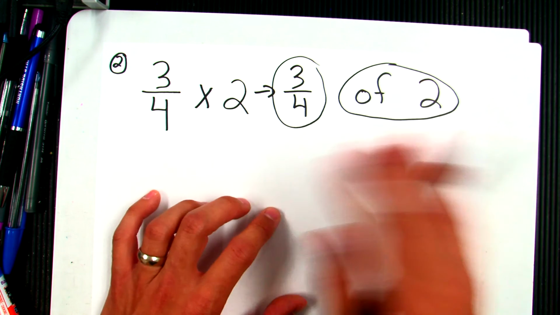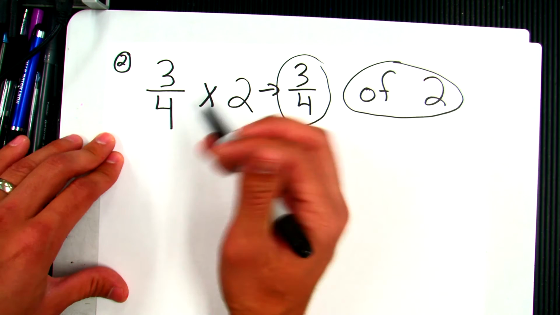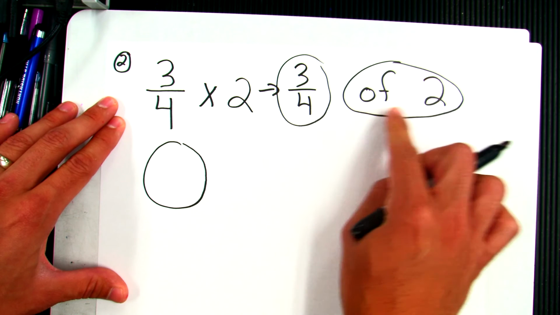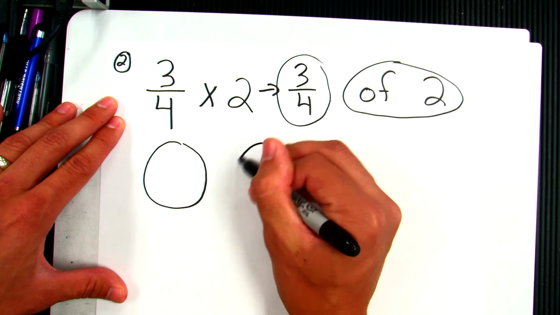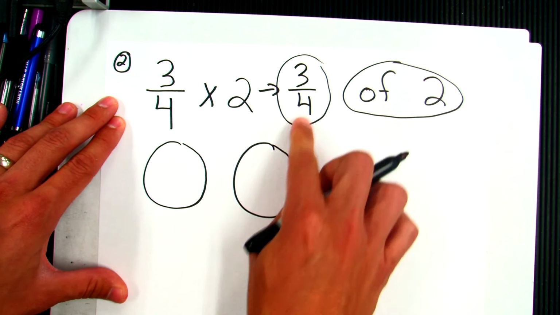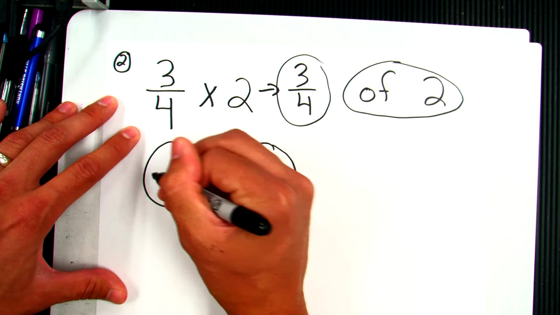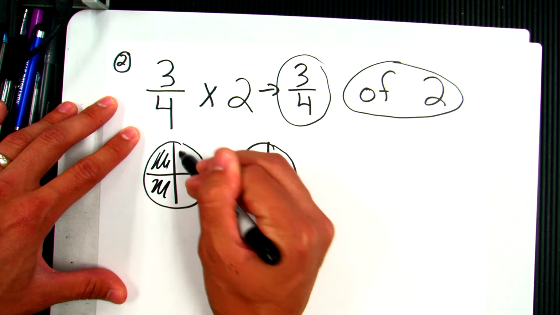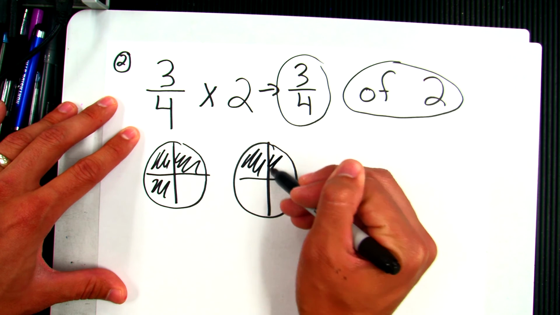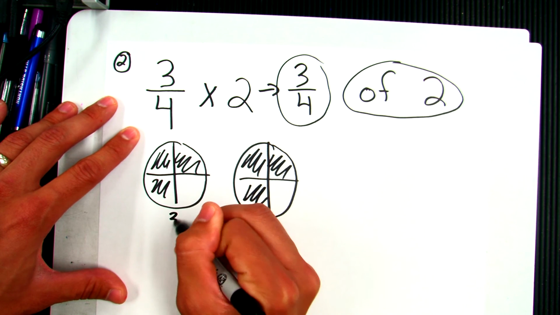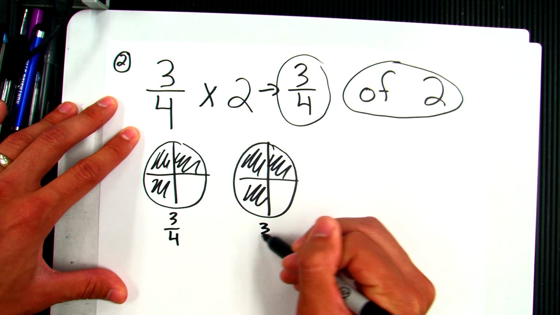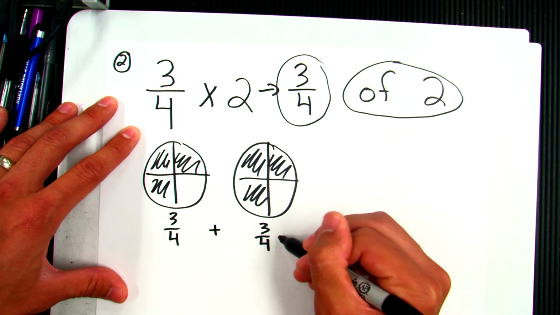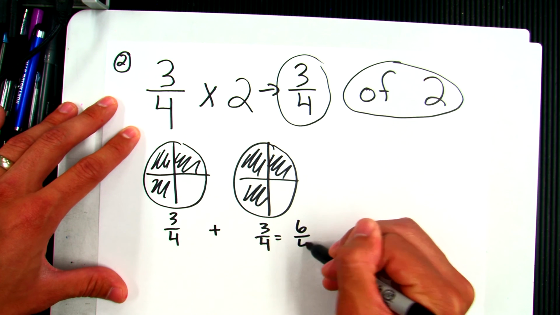Okay? So for the sake of pictures, I'm going to change my picture up. I'm going to go to circles. So I have to have 3/4 of 2. I'm going to draw out my 2 because that's what I have, and I want 3/4 of it. I'm going to split up the fourths, and I'm going to shade in 3/4. 3/4, 3/4. And we already know it's repeated addition, so it's the same thing as adding, which is 6/4.